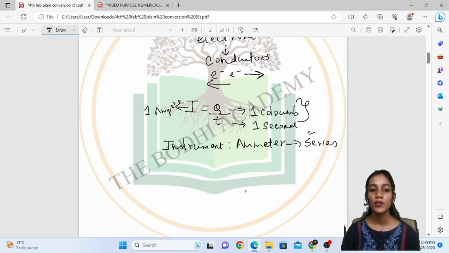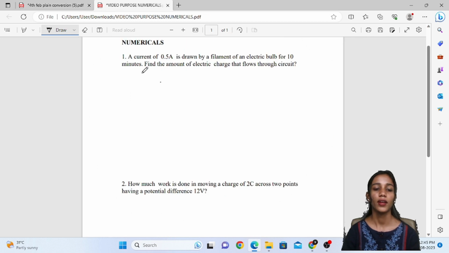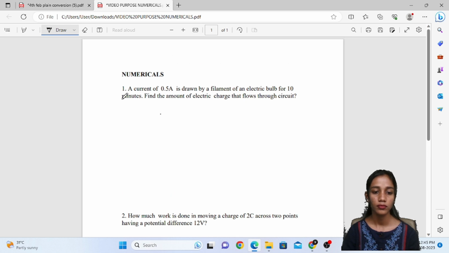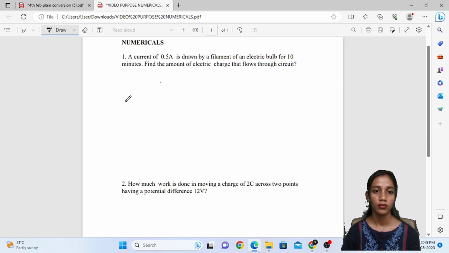Now when there comes a formula, there also come problems, numericals to solve. So there are some numericals which we need to solve in this concept. So I will just show one example. Over here, the first numerical says that a current of 0.5 ampere is drawn by a filament of an electric bulb for 10 minutes.